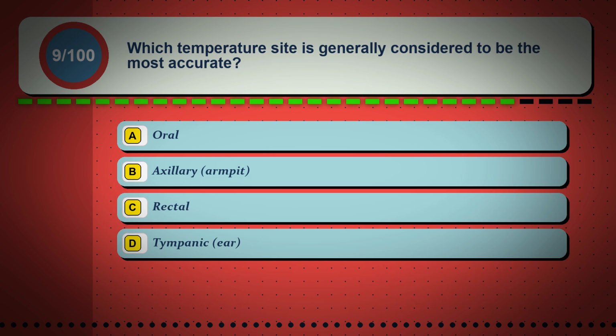Question 9. Which temperature site is generally considered to be the most accurate? Option A. Oral. Option B. Axillary, armpit. Option C. Rectal. Option D. Tympanic, ear.